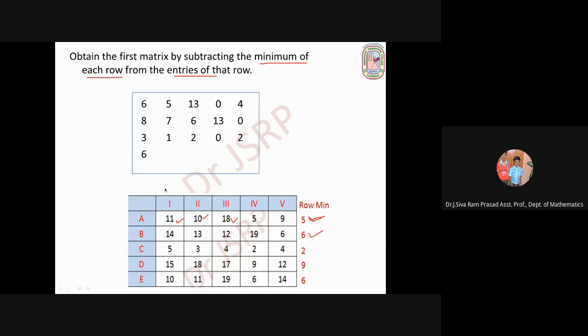Next, subtract 9 from the fourth row. 15 minus 9, 6. 18 minus 9, 9. 17 minus 9, 8. 9 minus 9, 0. 12 minus 9, 3. And subtract 6 from the fifth row. 10 minus 6, 4. 11 minus 6, 5. 19 minus 6, 13. 6 minus 6, 0. 14 minus 6, 8.